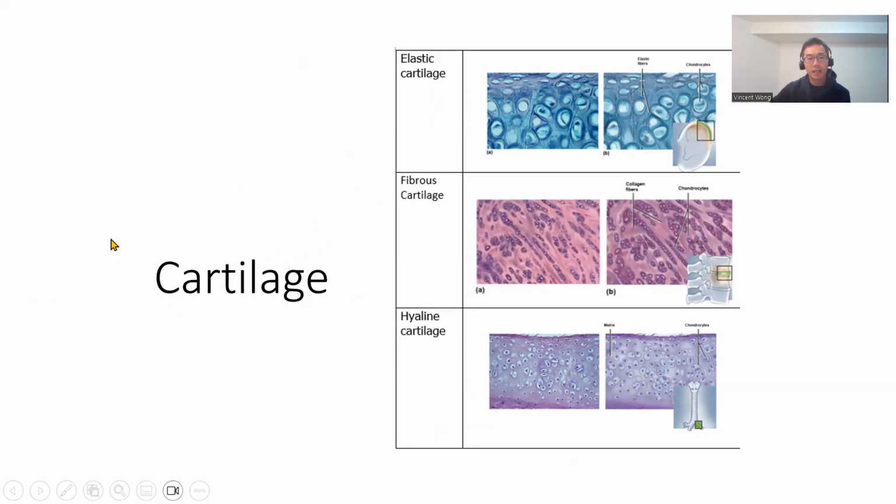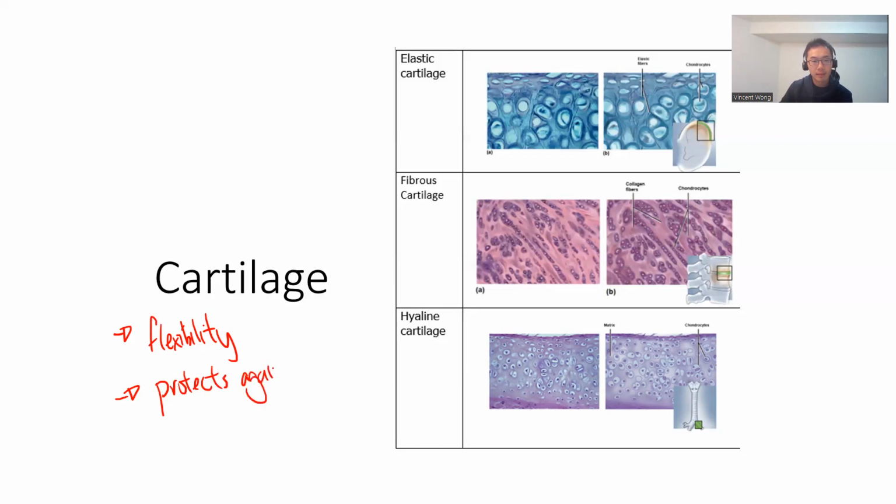So we have cartilage, which is useful for elasticity, flexibility, we can say. It is useful for protection against wear and tear, and support.